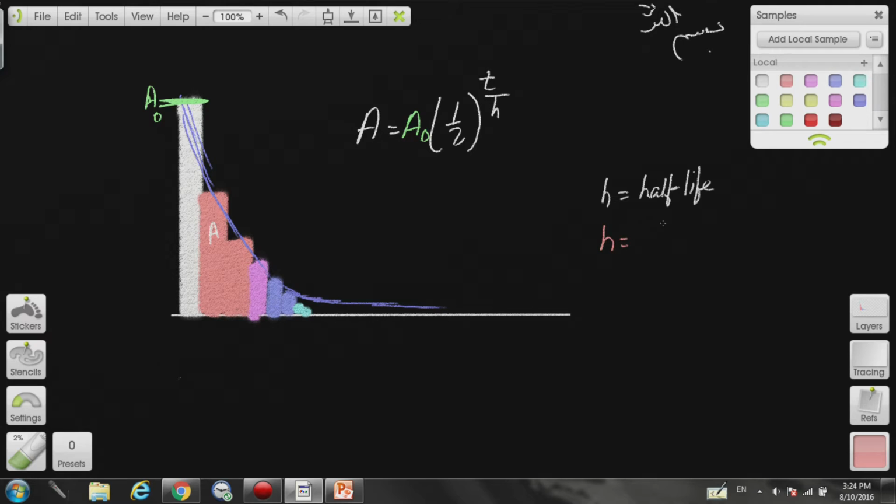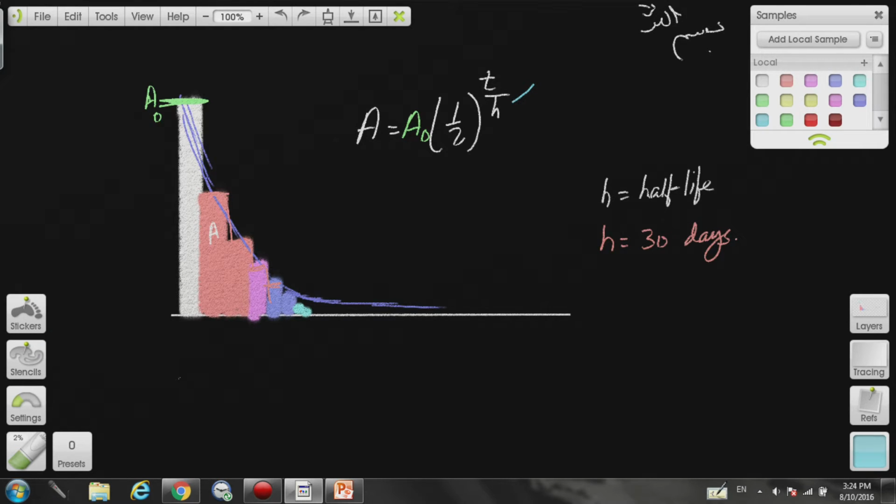Let's say you have a substance whose half-life is 30 days. That means it will take 30 days to go from here to here. Another 30 days, half of it will be gone. Another 30 days, half of it will be gone. Another 30 days, half of it will be gone. So it will take 30 days for half of the substance to disintegrate or decay. So the half-life is 30 days. So if my hypothetical substance, that will go over there.